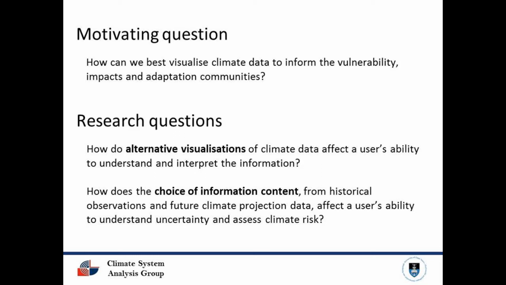And the two focused research questions that we're asking in this particular study were: how do alternative visualisations of climate data affect a user's ability to understand and interpret the information? And how does the choice of information content from historical observations and future climate projection data affect a user's ability to understand uncertainty and assess climate risk? And these issues of visualization type and also the choice of information content, which I'll explain further later, are really what's driving the questions and the method that we're employing in this survey.